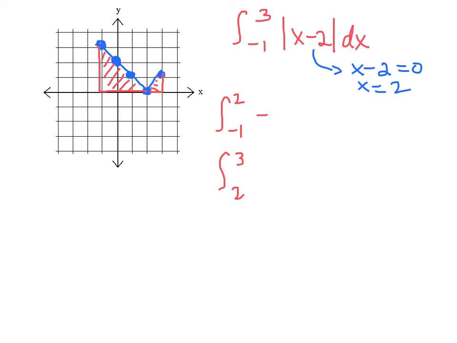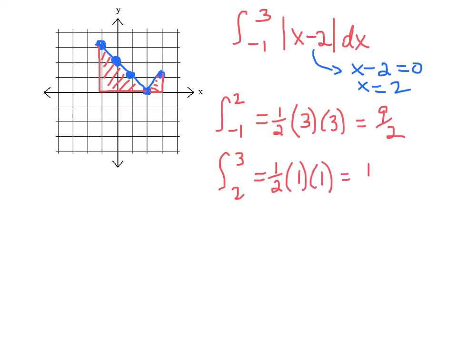So let's look at -1 to 2. We're going to do 1/2, and count the base, 1, 2, 3, and count the height, and that's also 3. So the area from -1 to 2 would be 9/2. Do the same thing from 2 to 3, so we have 1/2. The base is 1, and so is the height. So the area from 2 to 3 would be 1/2. Again, both these triangles are above the x-axis, so all we need to do is add. That would give us 10/2, which is 5.